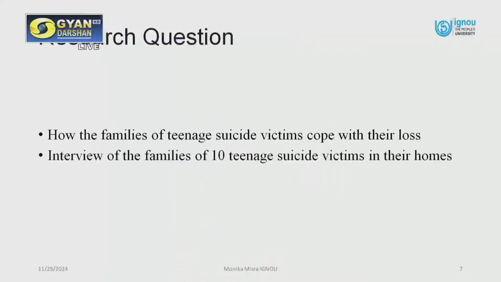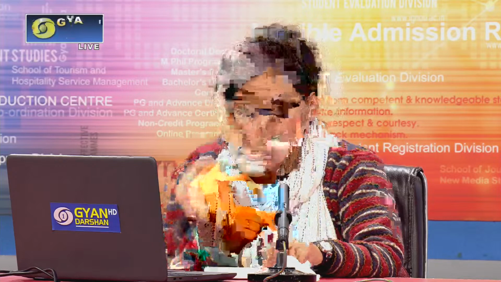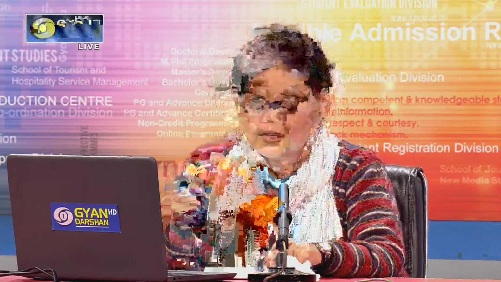For example, I just quoted here, this was from a qualitative research: families of teenage suicide victims cope with their loss. So the important aspects in this particular topic are teenage suicide. The target group is teenagers, the adolescent group who are committing suicide, right? Suicide is important, and how the family members are coping with their loss.